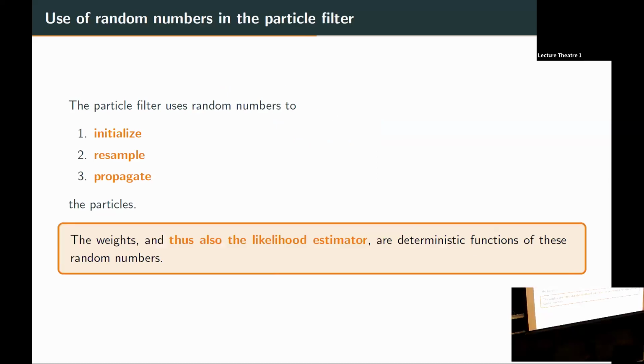To make that more explicit, we can note that the particle filter makes use of random variables internally in order to initialize, resample, and propagate particles. The weighting step in the particle filter is a deterministic function of the particles. And the likelihood estimator is also a deterministic function of the weights. So we can view this likelihood estimator as also being a deterministic function of all the particle positions, all the x's, and all the ancestor indices, the a's.